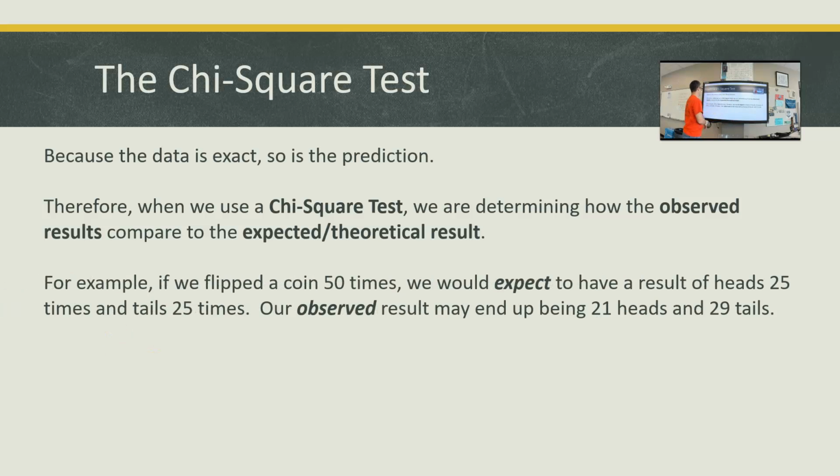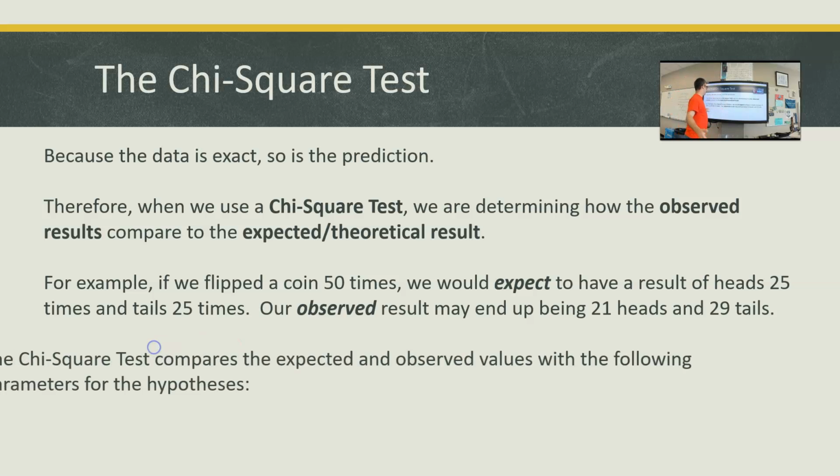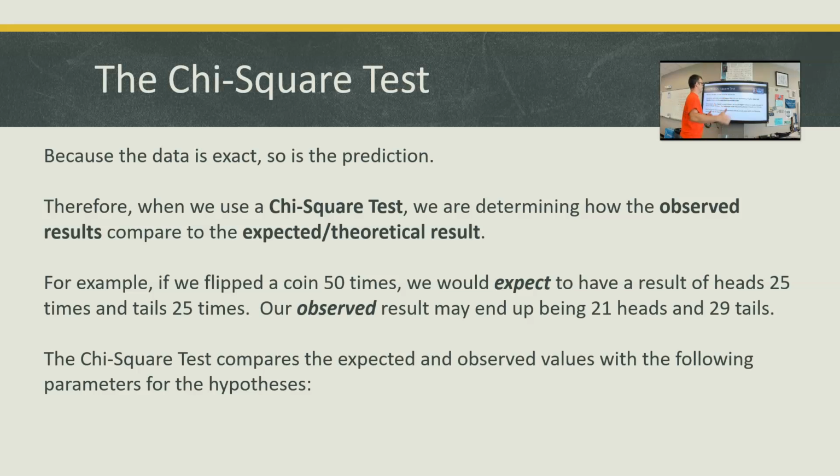For example, if we flipped a coin 50 times, we would expect there to be how many? 25 heads and 25 tails, right? So our observed result might end up being 21 heads and 29 tails because of randomness. How well does that fit the equation? The chi-square test compares the expected and observed values with the following parameters for the hypotheses.